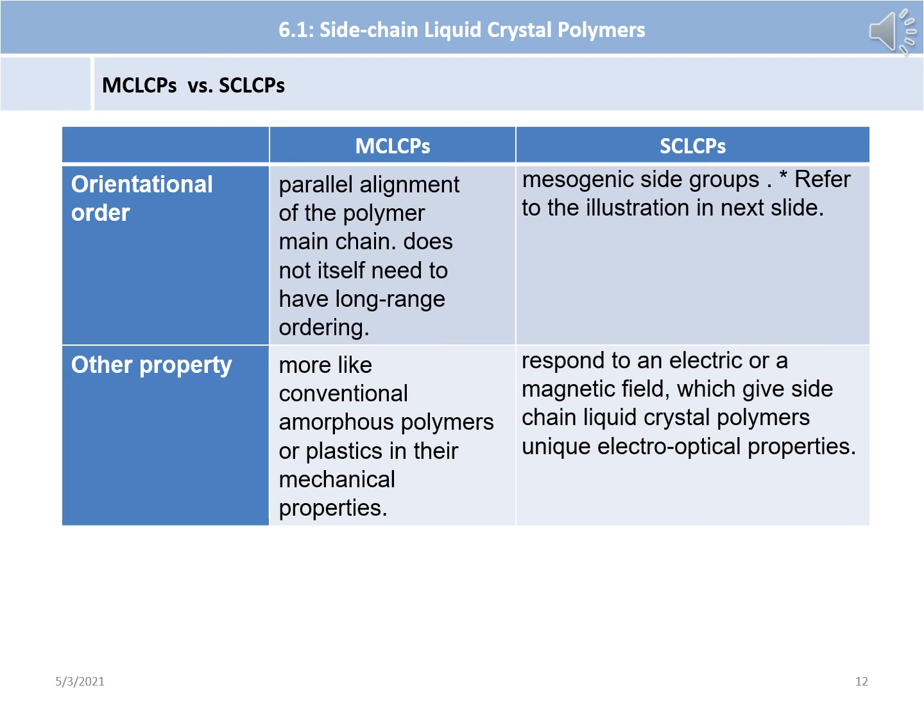As a result, they are much more like conventional amorphous polymers or plastics in their mechanical properties, being flexible, and can be easily processed using conventional technology into thin films and other forms. They do not show the unusual mechanical properties of main chain liquid crystal polymers. In most respects, these polymers behave very much like the low molar mass liquid crystals. For example, they respond to an electric or a magnetic field. There are, however, some important differences, which give side-chain liquid crystal polymers unique electro-optical properties.